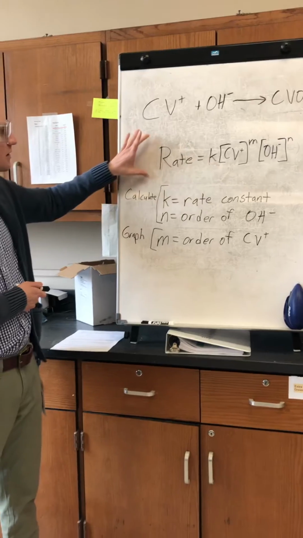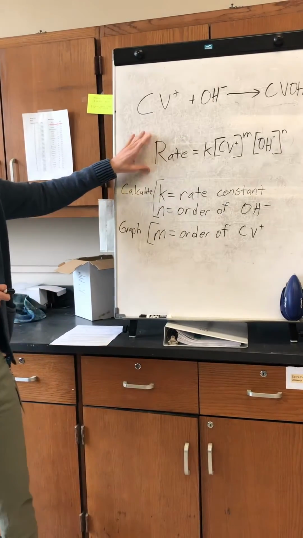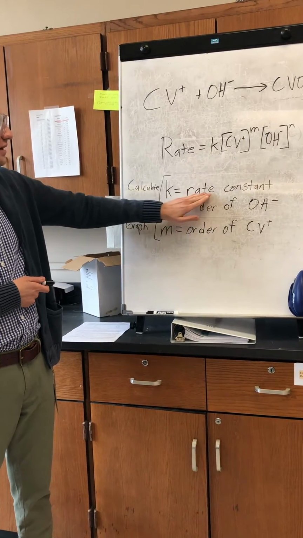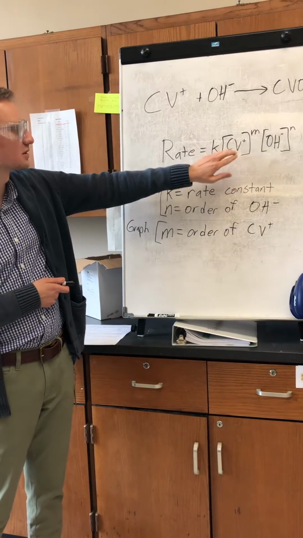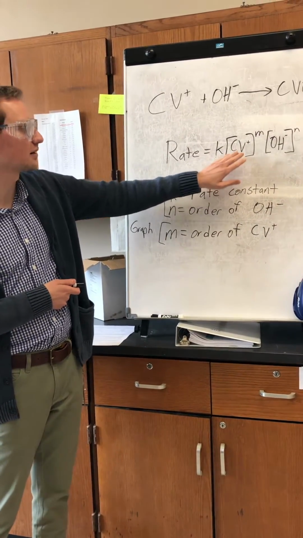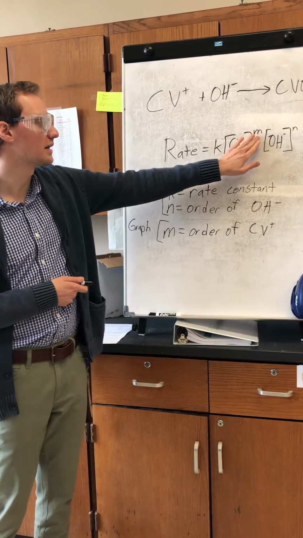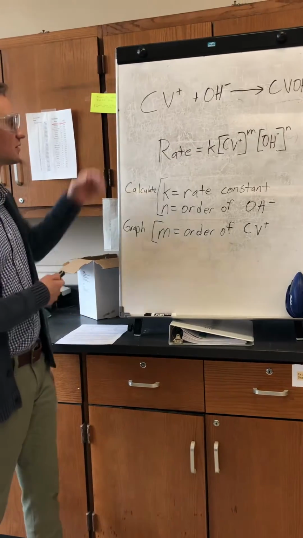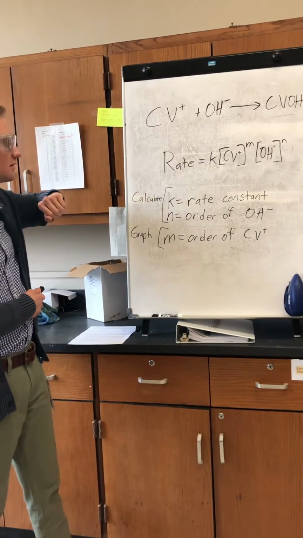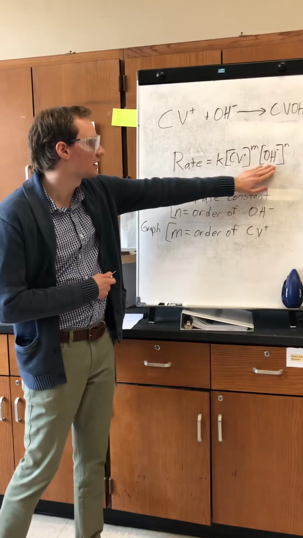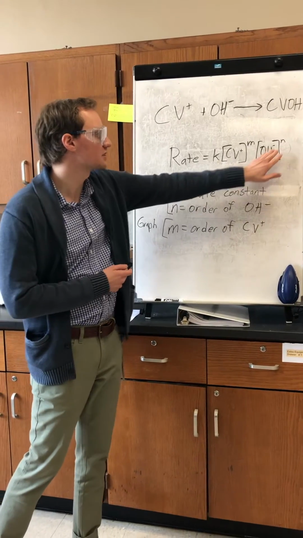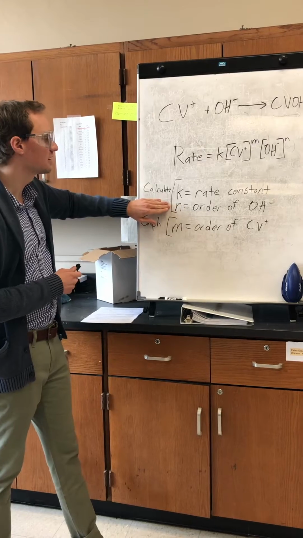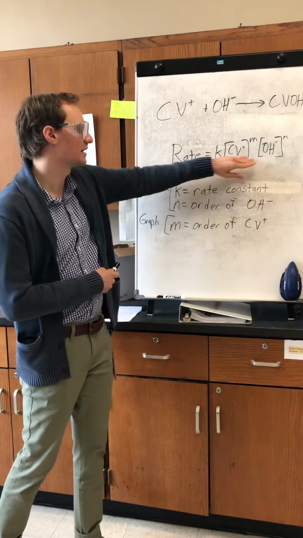So remember the rate law from kinetics: our rate is equal to k, which is the rate constant, times the concentration of crystal violet raised to some power m. And m is the reaction order of crystal violet, our reactant, and then times the hydroxide concentration raised to some power n. n here is the reaction order of hydroxide.